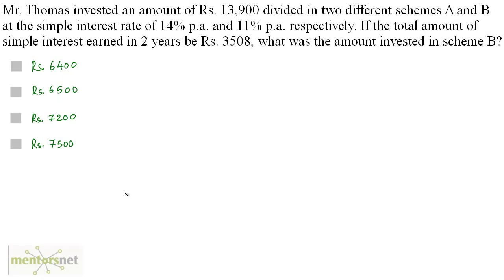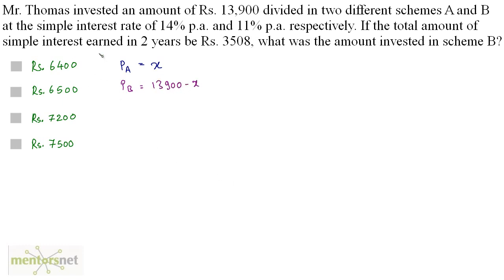Mr. Thomas invested an amount of rupees 13,900 divided in two different schemes A and B at the simple interest of 14% per annum and 11% per annum respectively. If the total amount of the simple interest earned in 2 years be rupees 3,508, what was the amount invested in scheme B? So the total amount invested is 13,900. Let the principal amount invested in scheme A be X rupees. So the principal amount invested in scheme B will be obviously 13,900 minus X.